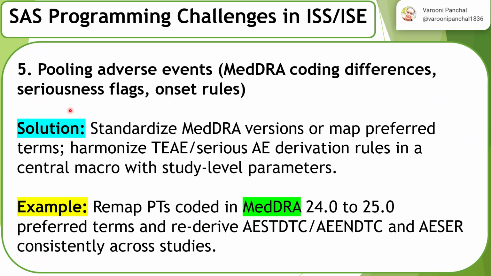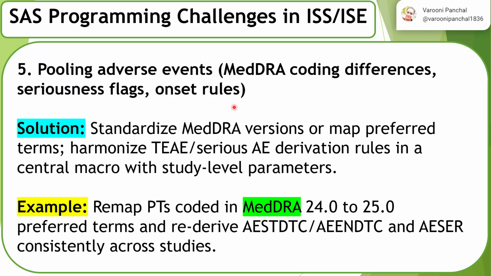Now another challenge could be the seriousness flags. Say in some studies the serious flag is highlighted as Y, and if the adverse event is not serious, then it is left blank. In another study the seriousness flag is highlighted as yes, that is YES, and if the seriousness is not present in that specific adverse event, then it is presented as NO. For example, in some studies the seriousness flag is highlighted as 1 if the adverse event is serious, and if it is not, then it is highlighted as 0. Such kinds of challenges you will see in multiple studies.